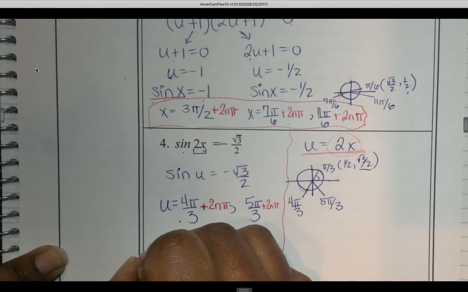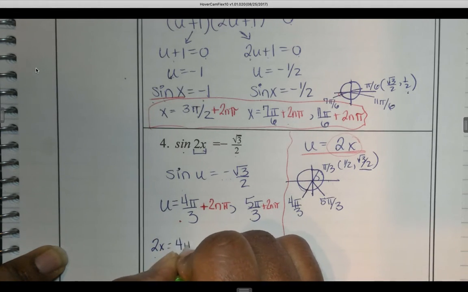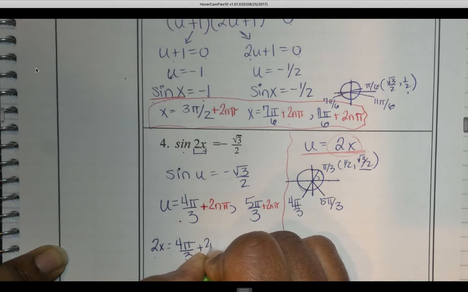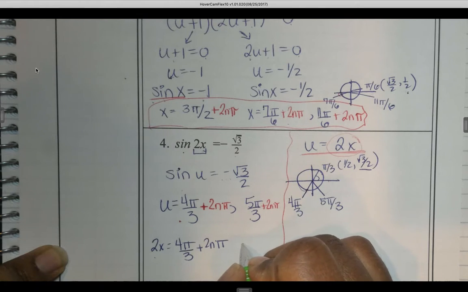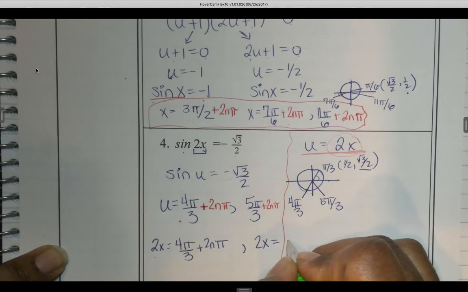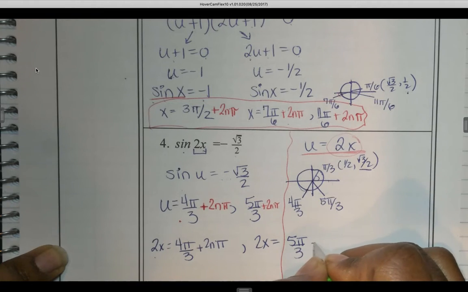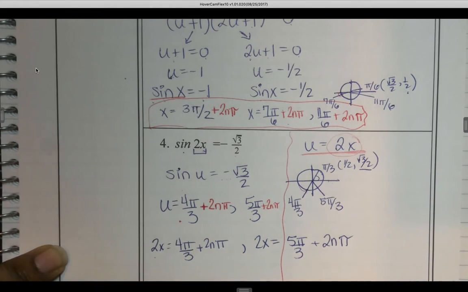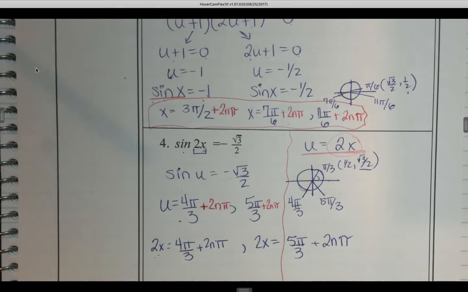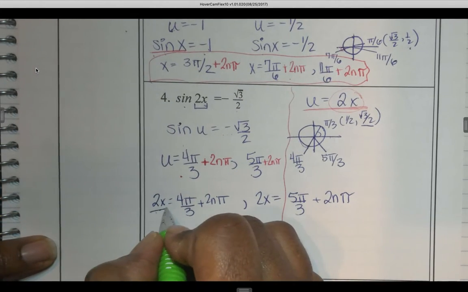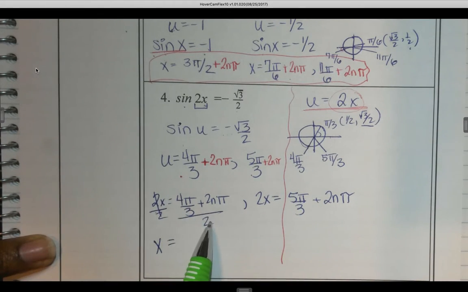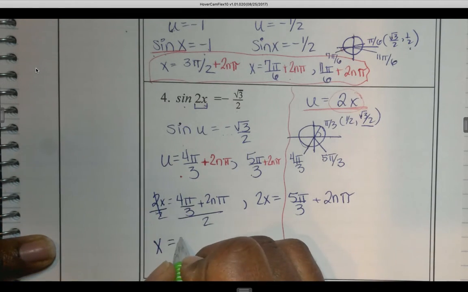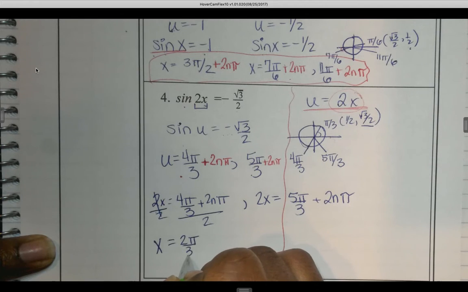So I need to go back and replace u with what it originally was. It was 2x. So now I have that 2x equals 4 pi over 3 plus 2 n pi. It's one of my solutions. Okay, and then I'll write over here, comma, 2x equals 5 pi over 3 plus 2 n pi. And in order to solve for x, we know that last step, we have to divide by 2 on both sides. So now I know that x equals, if I divide each of these pieces by 2, 4 pi over 3 divided by 2 becomes 2 pi over 3.